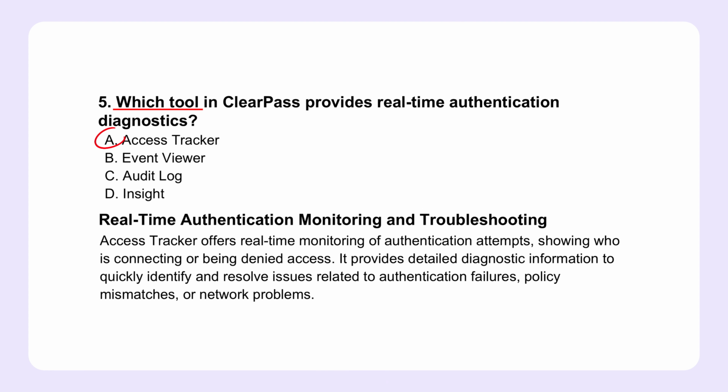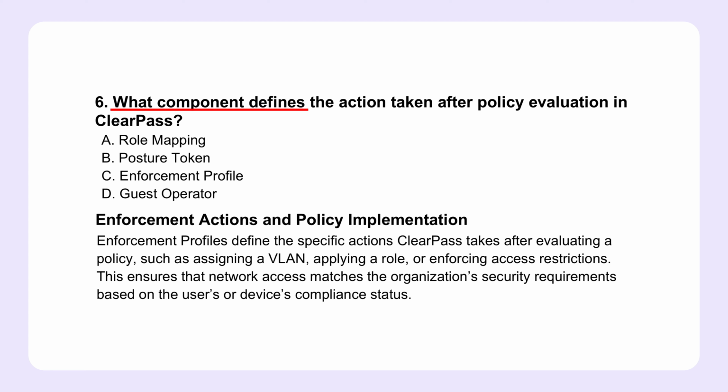The enforcement piece. Question 6. What defines the action taken after policy evaluation? Role mapping, posture token, enforcement profile, or guest operator? It's the enforcement profile. Okay. The explanation says it defines the action, like assigning a VLAN, applying a role, setting restrictions. This is enforcement actions and policy implementation.